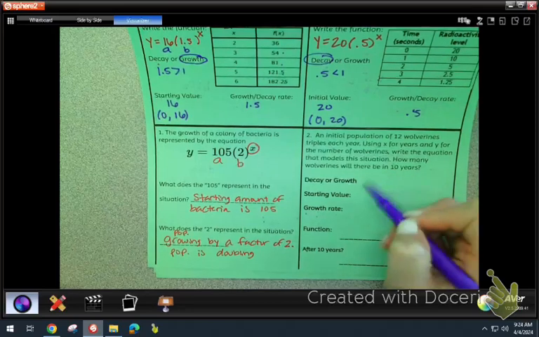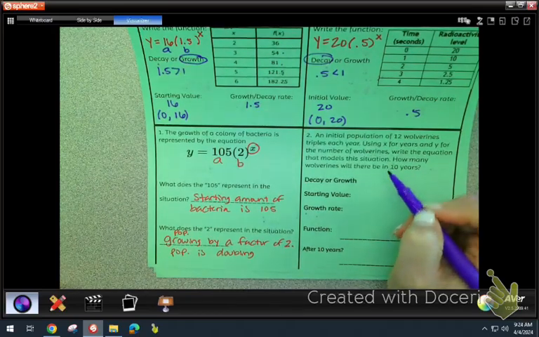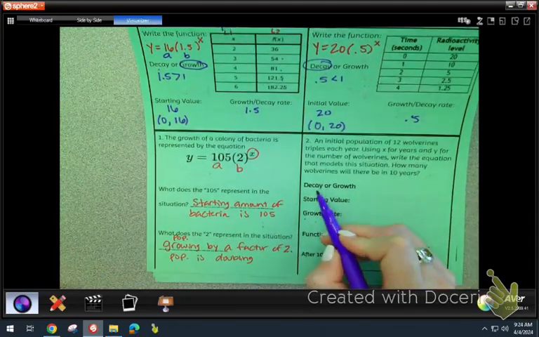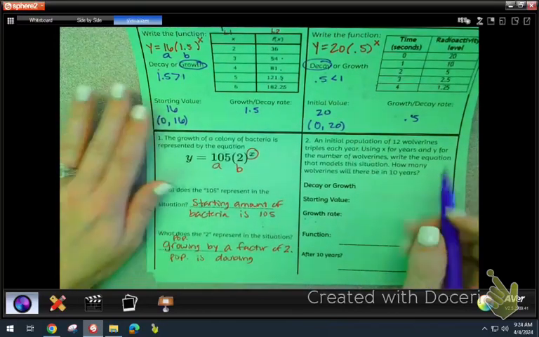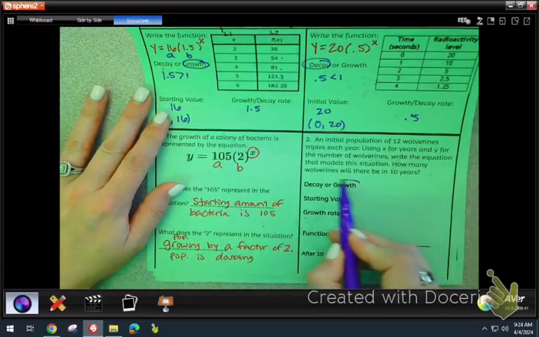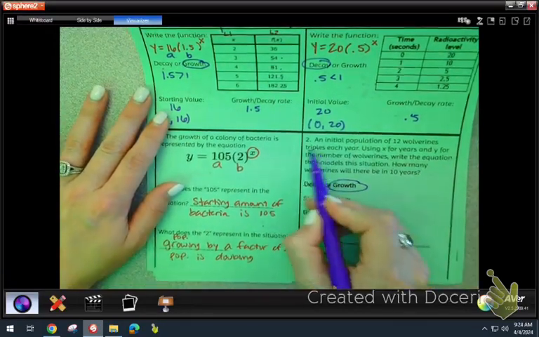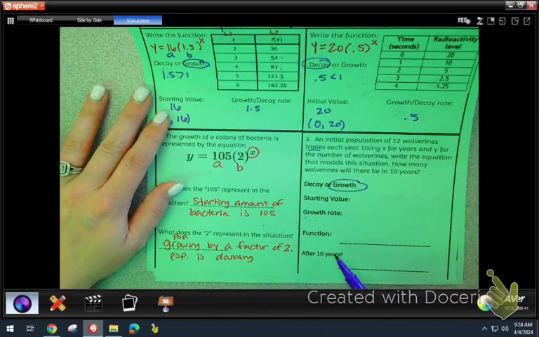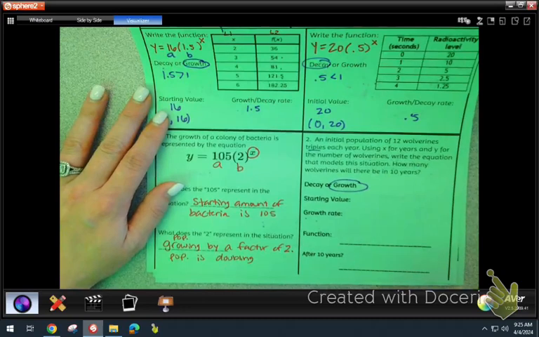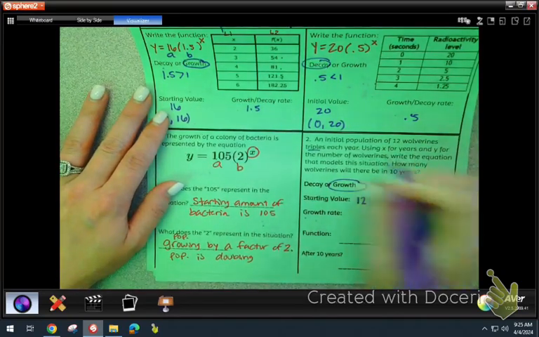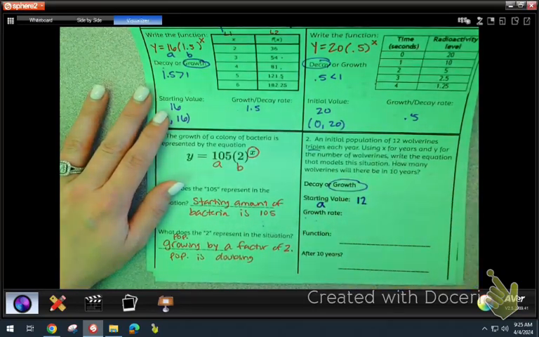Okay, so we kind of got a lot to sort through. First thing, are we going to be growing or decaying? Growing. Okay, how do you know we're growing? Because it's tripling. What is our starting value? How many did we start with? 12. That was in the problem. That's going to be our a. I would write a under there.